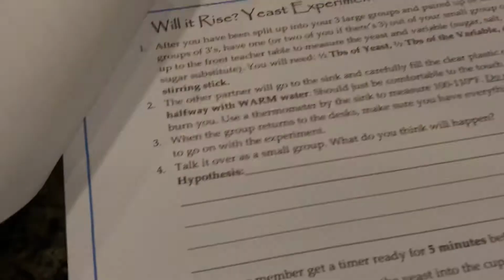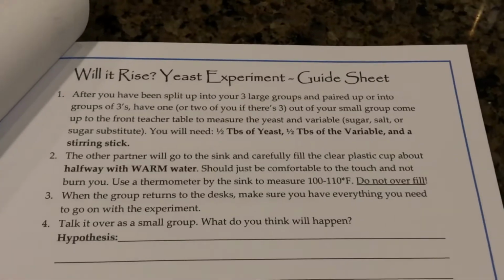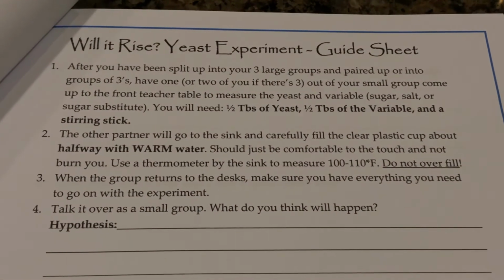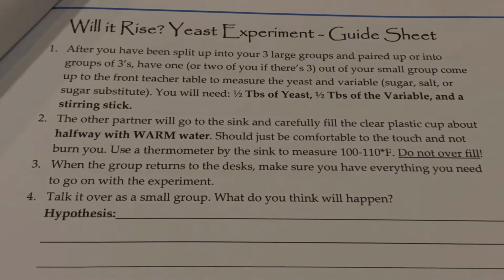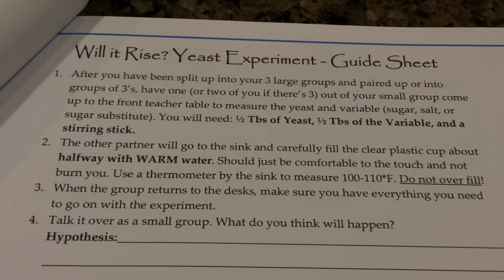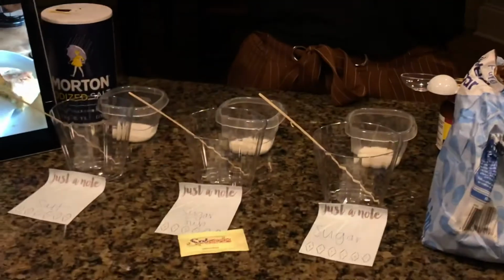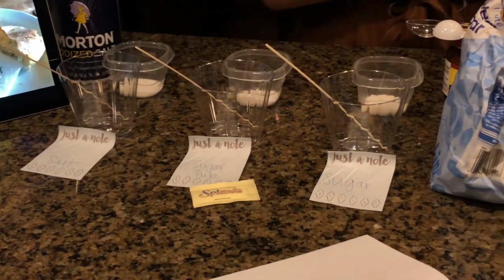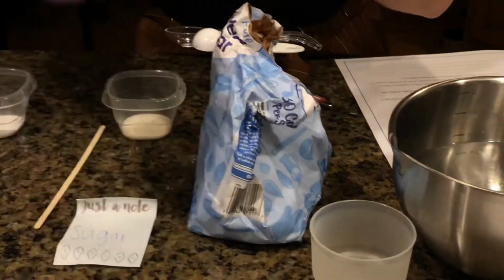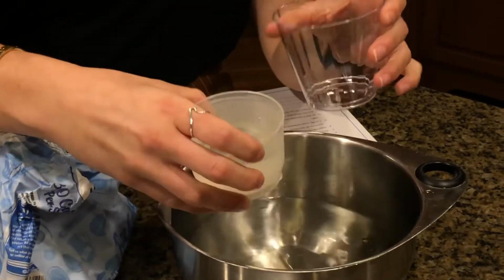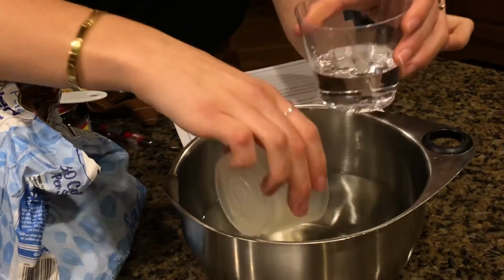So if you're tracking your sheet, it says after you've split up into your 3 large groups and paired off into groups of 3s or 2s in your small group, they would have come up to the teacher's table to me to get all their materials, but hey, they're all right here on the counter. So first things first, they would be going to the sink to get some warm water for their cups. So I put some in a bowl right here. I'm just gonna go ahead and fill it up about halfway.